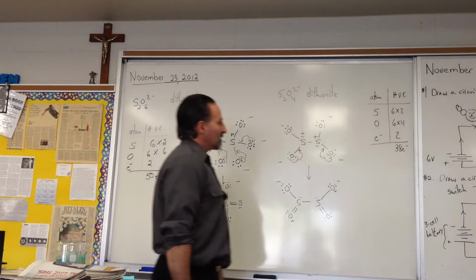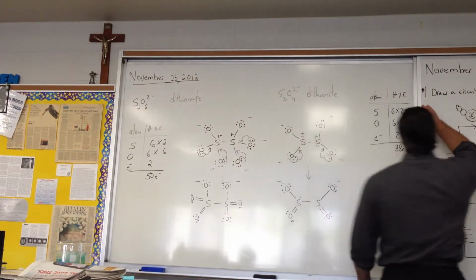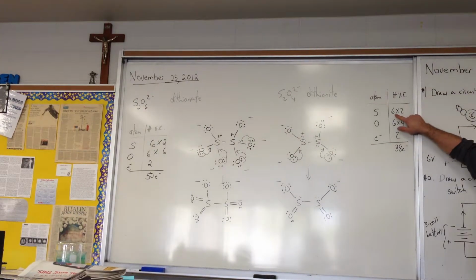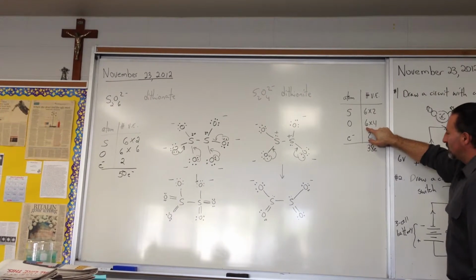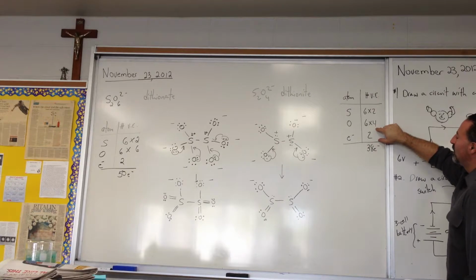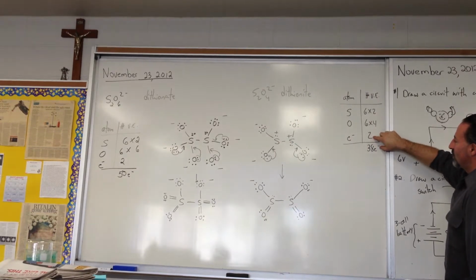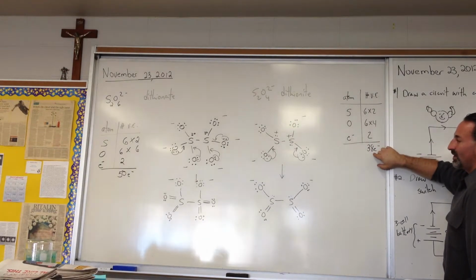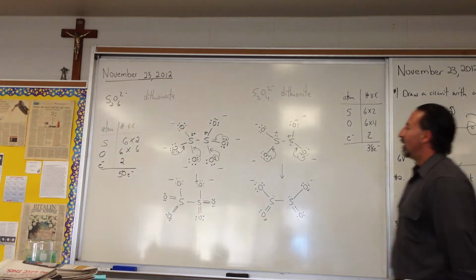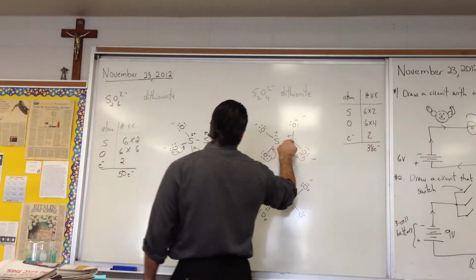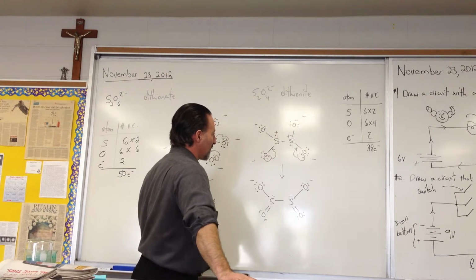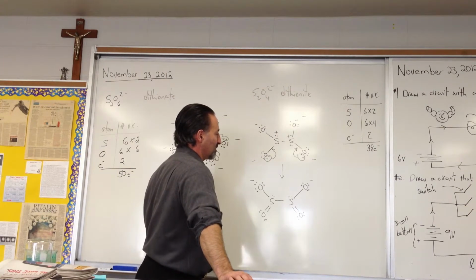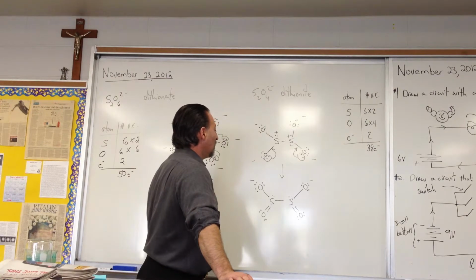For dithionite, it's a similar setup. We have 6 electrons per sulfur atom, 2 atoms of sulfur, 6 valence electrons for oxygen, with 4 oxygen atoms, plus the 2 extra electrons for the -2 charge. So 38 electrons have to be accounted for. You would draw the sulfur connected to the other sulfur, and then the 2 oxygen atoms on each of the sulfur atoms. We start off by drawing it symmetrically. That's usually a good bet.